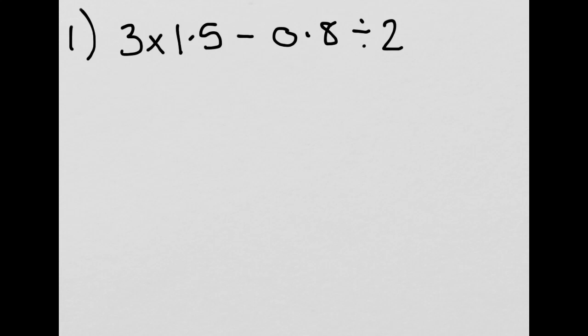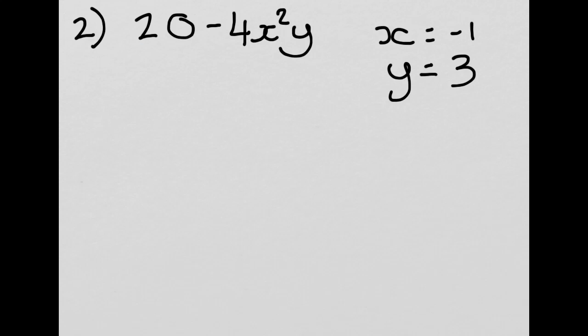So this is the hints for the National 5 homework sheet 23. In the first question you're asked to evaluate 3 times 1.5 minus 0.8 divided by 2. Now in this question you're required to use BODMAS. So that means that you'll split the question into two parts. You do the 3 times 1.5 first, and then you'll take away the answer to 0.8 divided by 2.